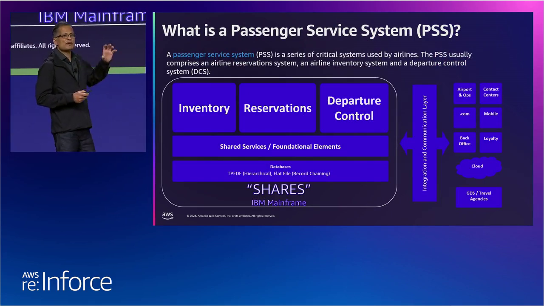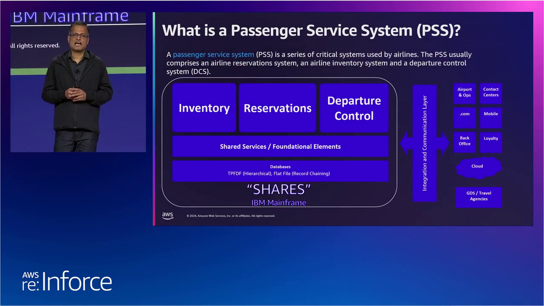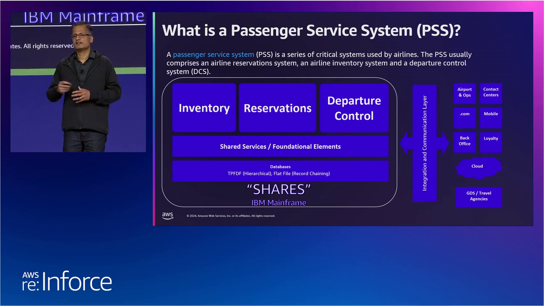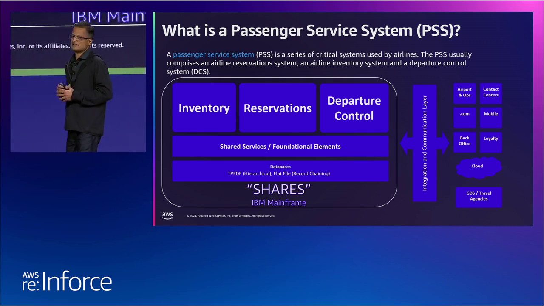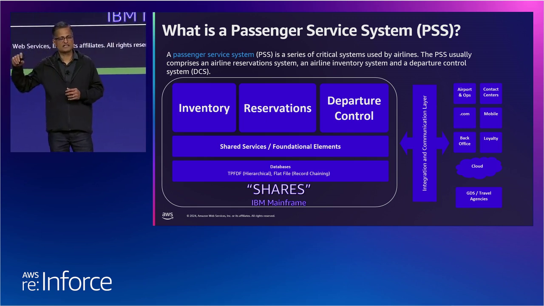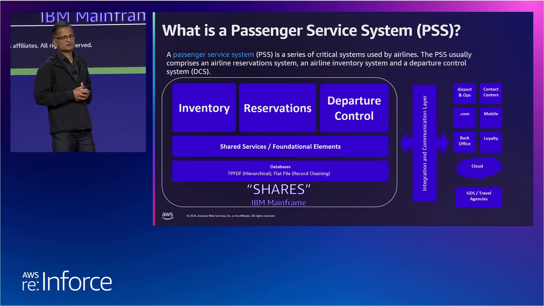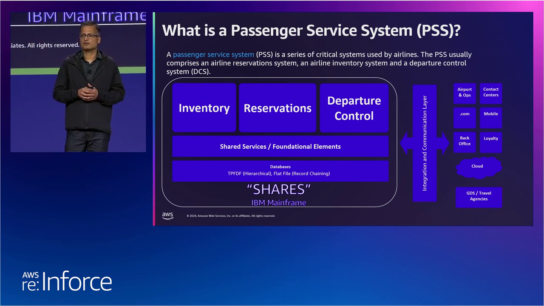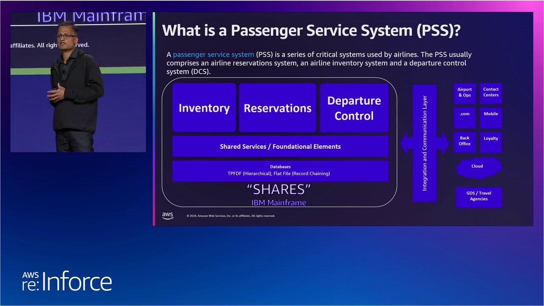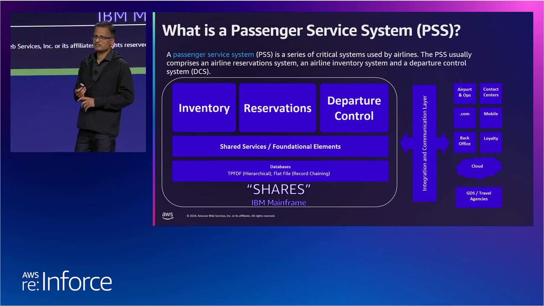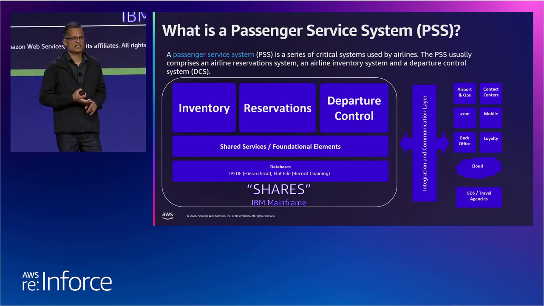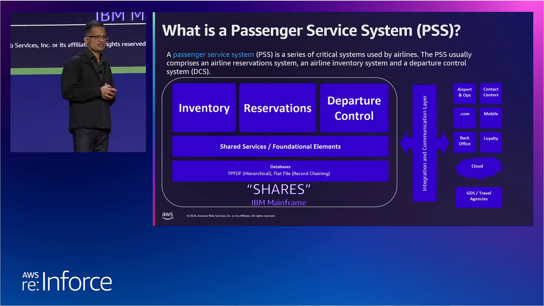When you are making a reservation online, at the end of the transaction, your reservation is created in the PSS system. That's where it is created, processed, and served. The PSS system is also responsible for departure control. What it means is all the airport operations, be it check-in, boarding, accepting your baggage, and so on and so forth, are handled by the departure control system.